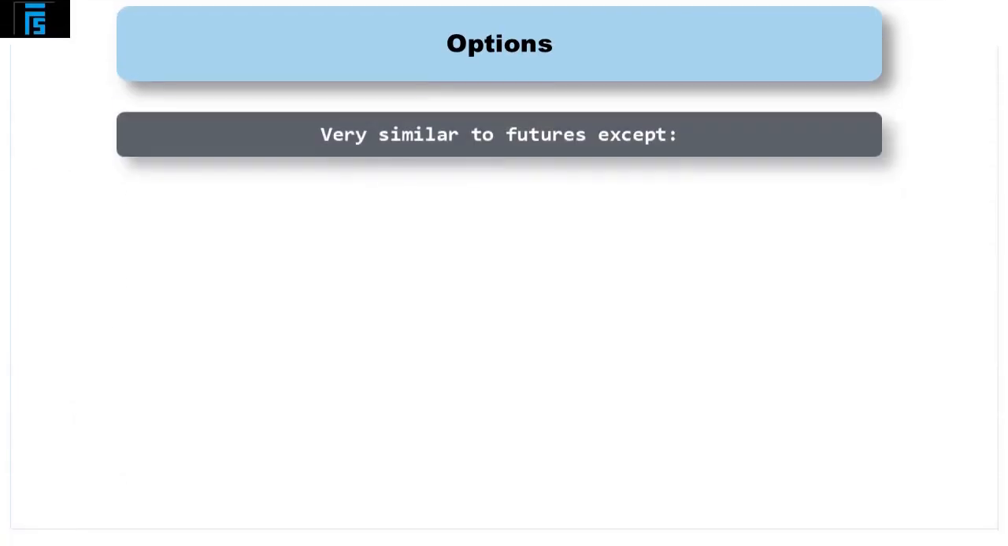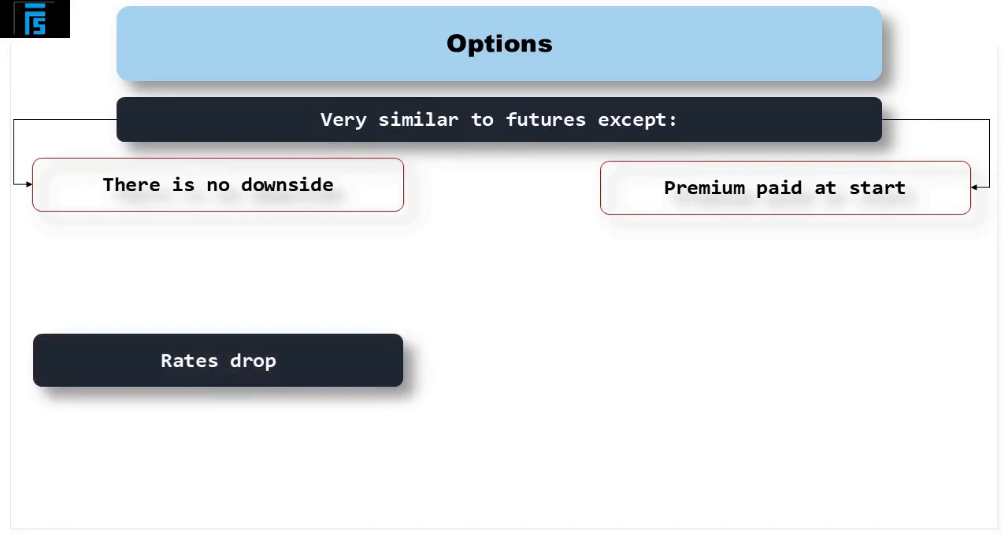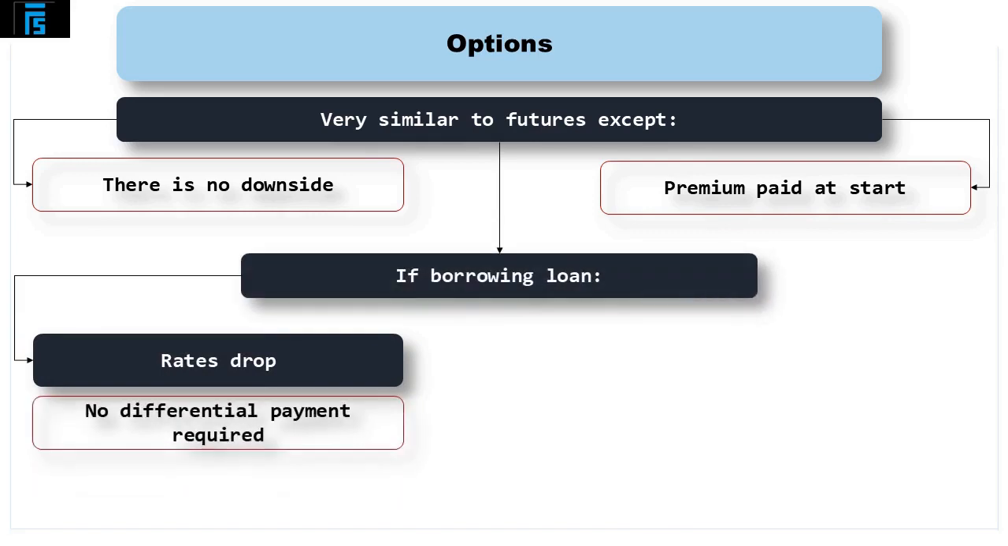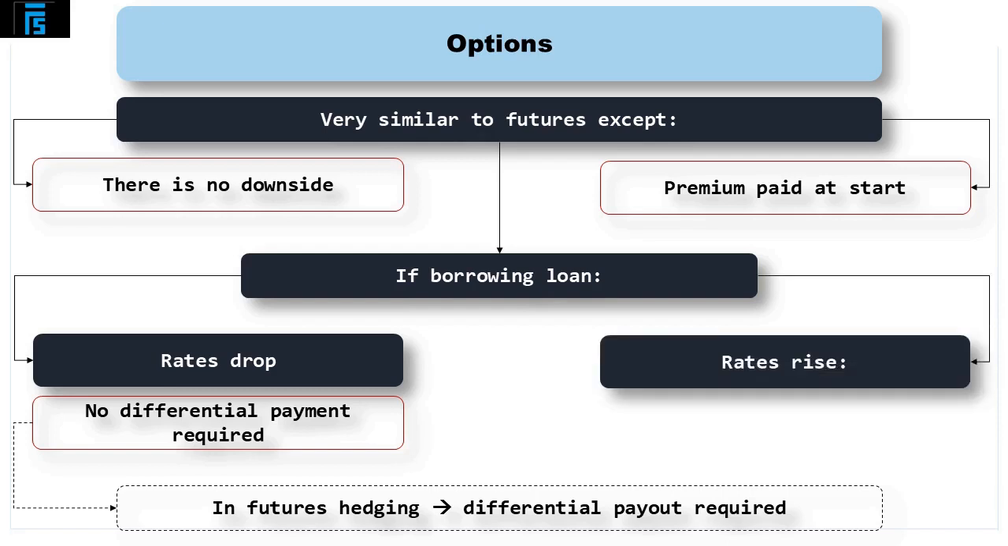Options operate very much like futures, except there's no downside other than a premium that needs to be paid at the start. As a result of paying the premium, if rates in general drop in the run-up to you taking out a loan, you get to keep the low loan rate and you won't have to pay out under the option. In similar circumstances, if you'd used a futures hedge, the low rate would effectively be taken away as you have to pay out losses under the futures arrangement. However, if rates rise, you pay out more for the loan you sign, but you receive compensation from the options market.